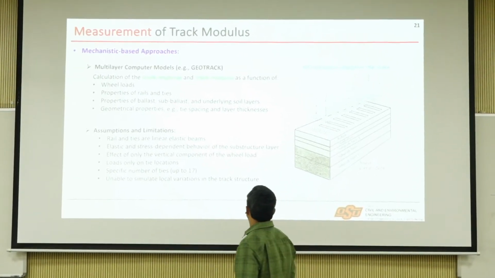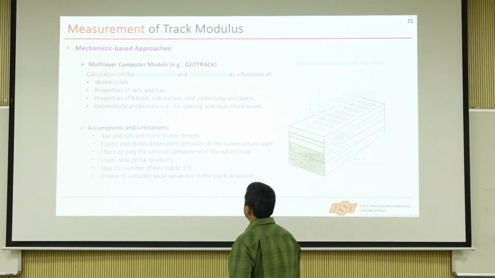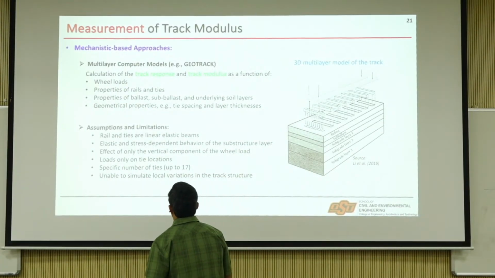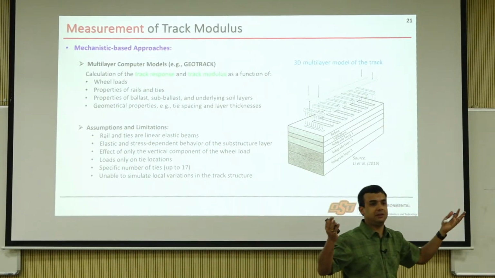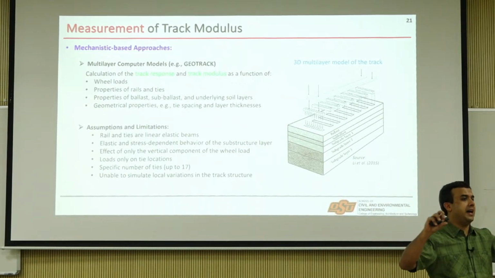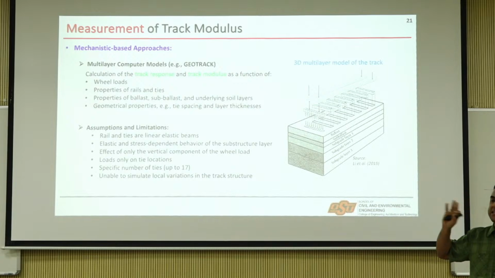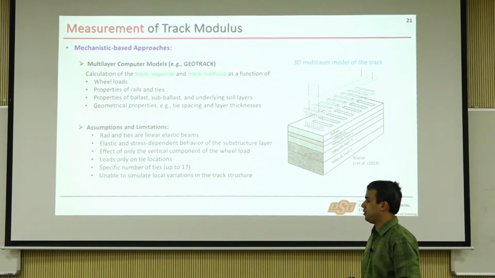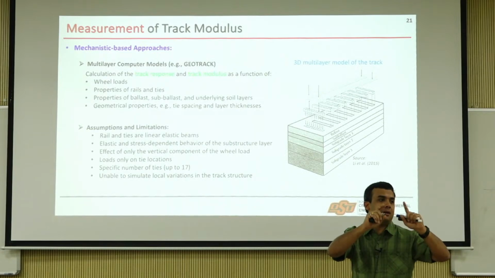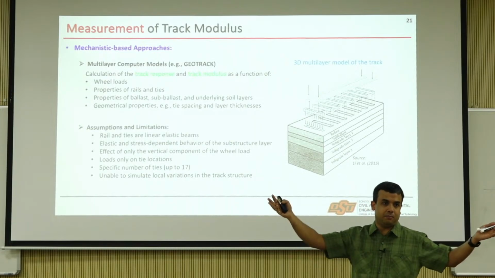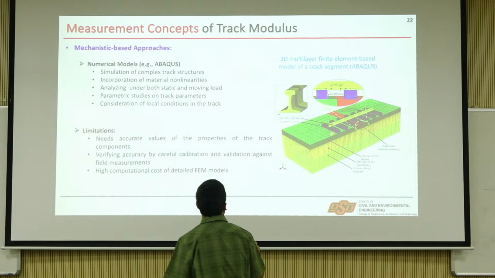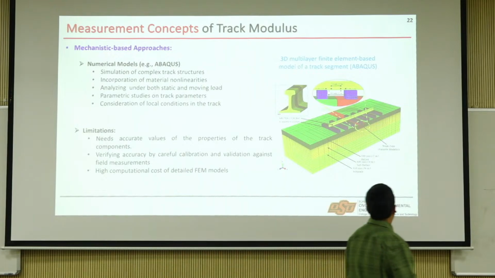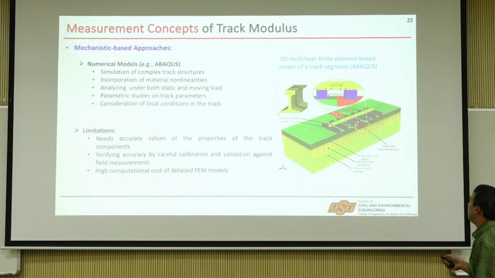And for loads, we are only looking at the tie locations up to 17 ties, and it's unable to simulate local variations in traction, just like any multi-layer elastic theory, right? In your IIT PAVE, your LSIM or your BISAR, you cannot simulate variation within a layer. It's one property, one E value. That's similar to what GeoTrack does, but you can do that using a numerical model like Abaqus. This is the model. I showed you some pictures of it. So this is what we are doing.